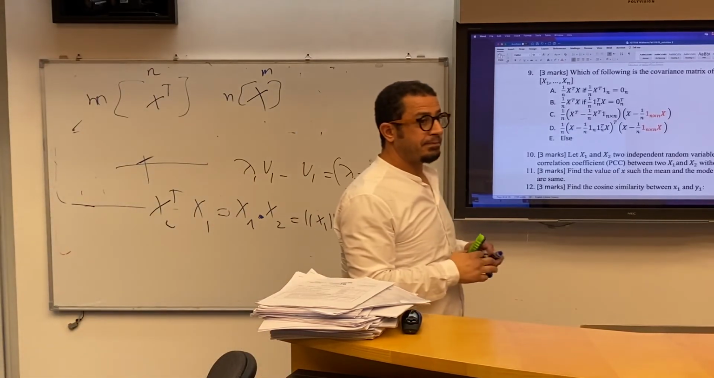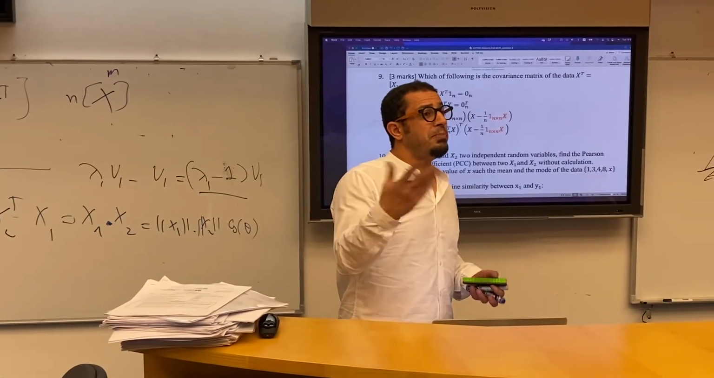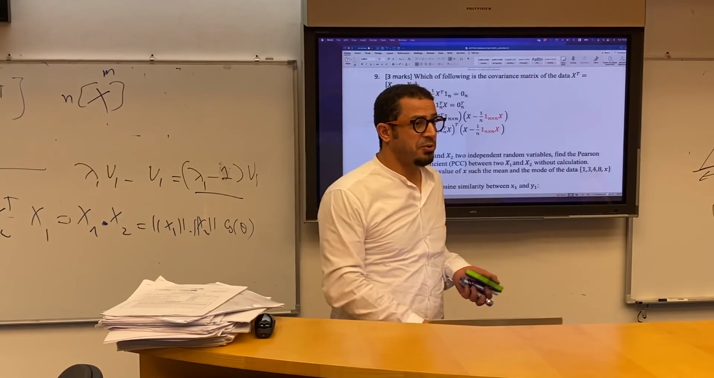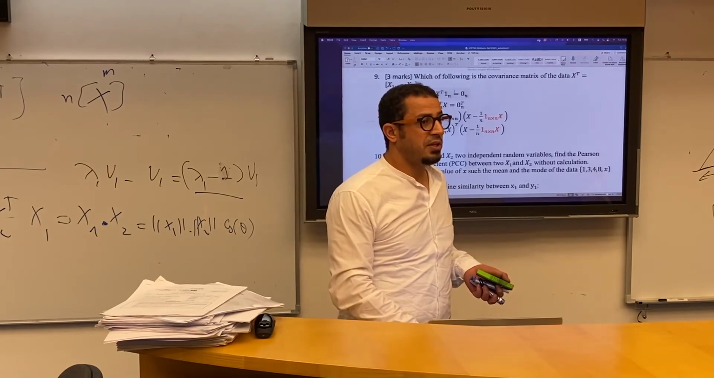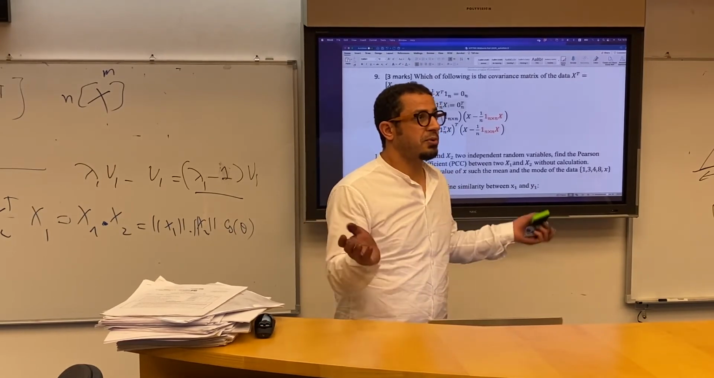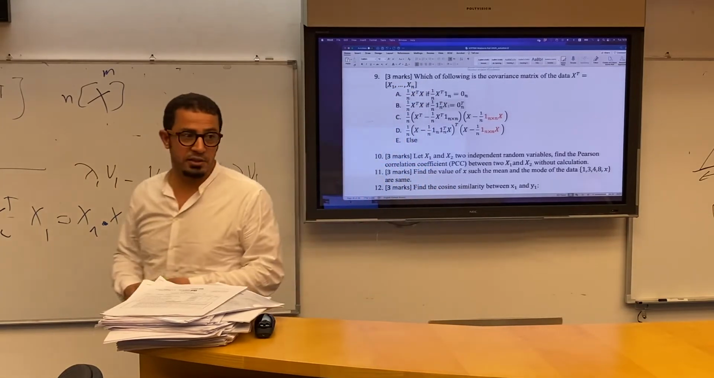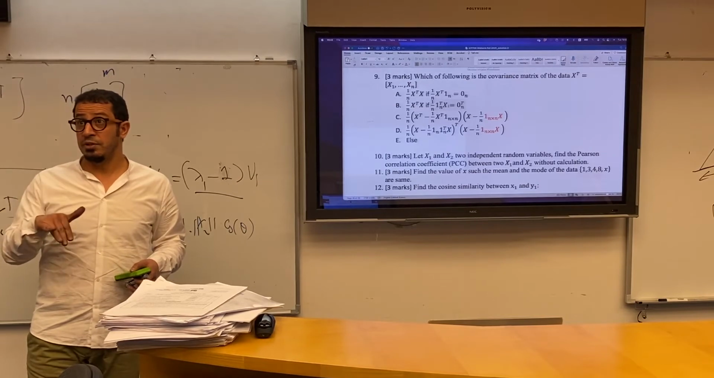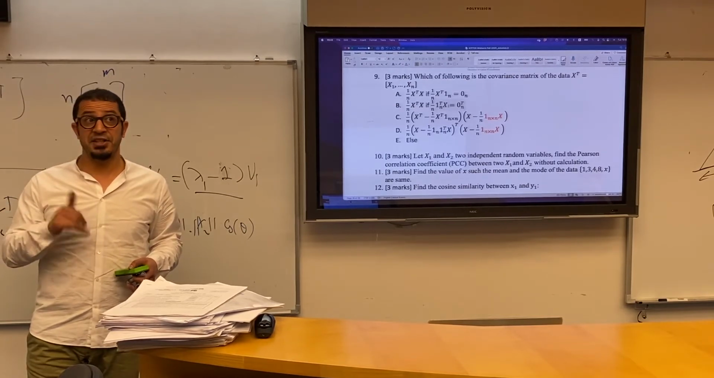B, the same thing. The mean is 0. I do the transpose, still the same thing, doesn't matter, right? I just put the transpose of both this equation and this equation. I put only the transpose. So B is correct. C. Now the mean is not 0. I have to make the data centered at 0.